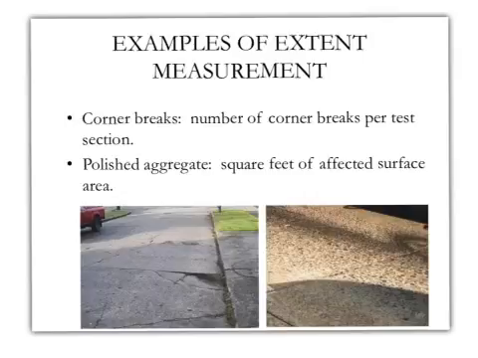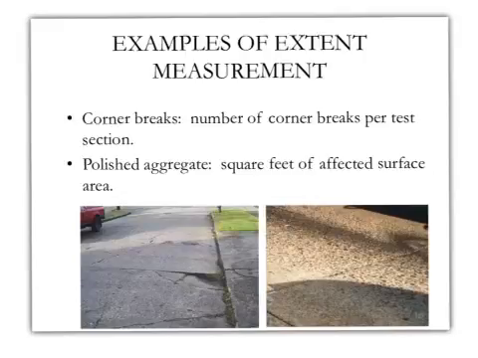Another example of extent measurements would be for corner cracks and polished aggregates. As you see here, those are corner cracks, and typically the way we measure the extent is by the number of corner breaks per test section. Let's say I have a certain test section and a certain number of corners; as many corner breaks as I have, the severity will keep increasing.